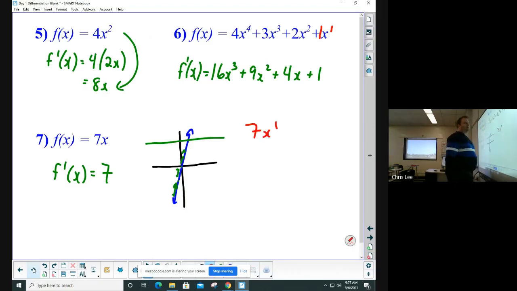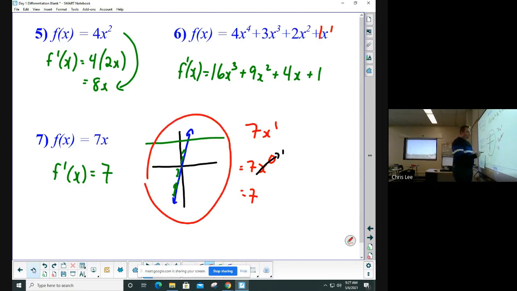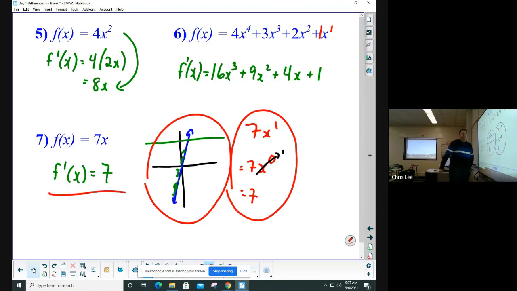7x is 7x to the power of 1. If we follow the rule, we bring that 1 down and multiply it by the front, which is 7x, and then 1 less than that is 0. And anything to the power of 0 is 1. And so that just ends up being 1, which means you're left with 7. Okay, so both a graphical representation of why this works and an algebraic representation of why the derivative is just 7. Great.